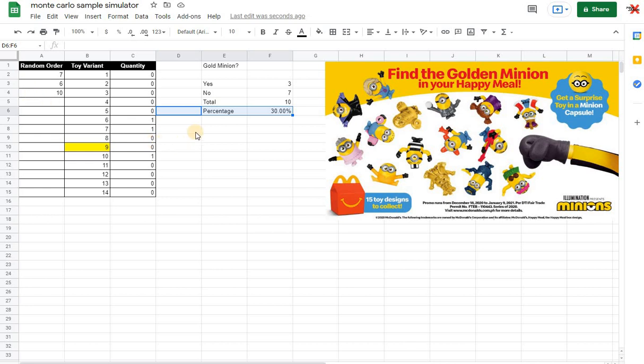Alright, so now, for your assignment, what you would have to do is create a table just like this, you can follow this, create the random order, the toy variant, the quantity, and then the computation here, which will give you the simulator for Monte Carlo.